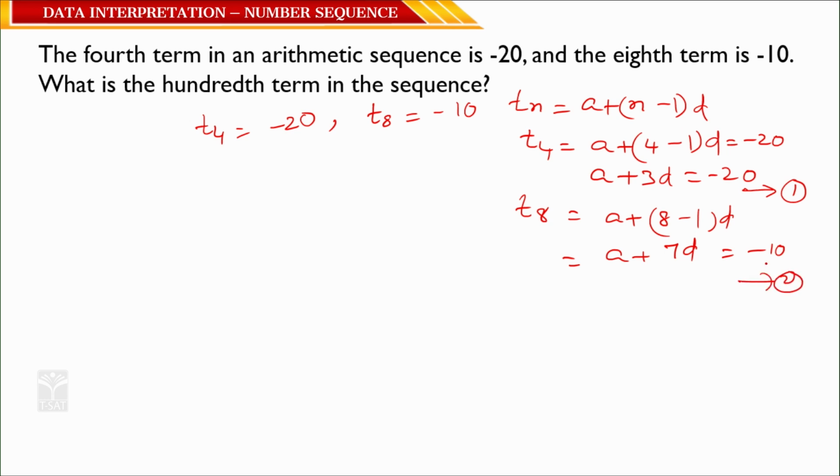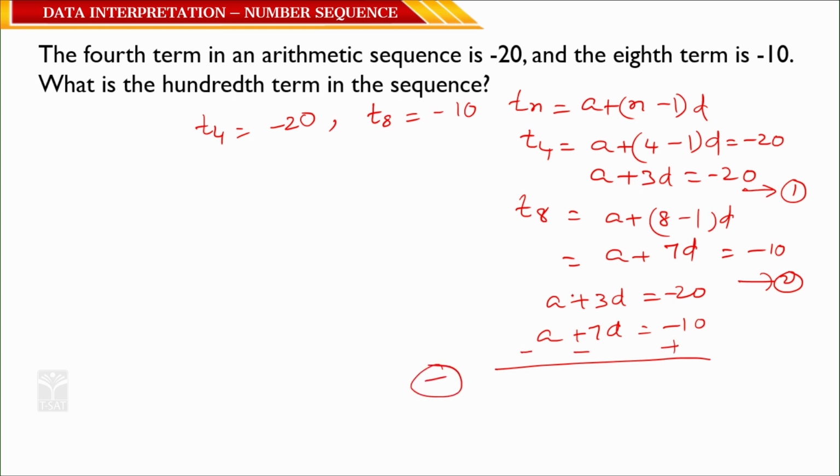Simple linear equations. Solve these two simple linear equations: a plus 3d equals minus 20, and a plus 7d equals minus 10. Simple linear means subtract these two equations. So a and a get cancelled. 3d minus 7d is minus 4d, and minus 20 plus 10 is minus 10.